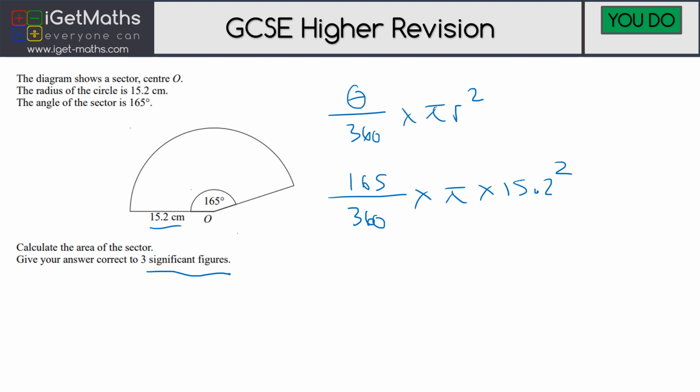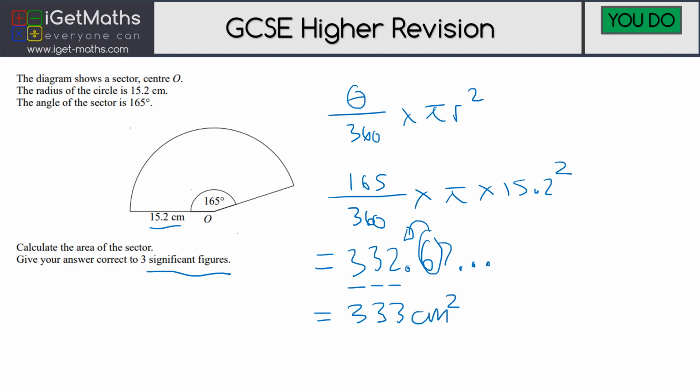So 165 over 360 times pi times 15.2 squared, which gives us an answer of 332.67 with some more digits. But we only want 3 significant figures, so you've got 1, 2, 3. So this 6 rounds the 2 up, and that will give you 333 centimeters squared, and that's it. You're done.